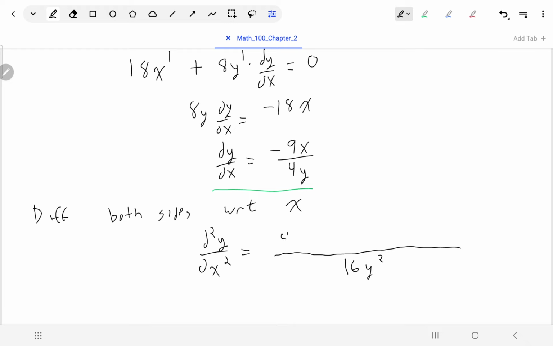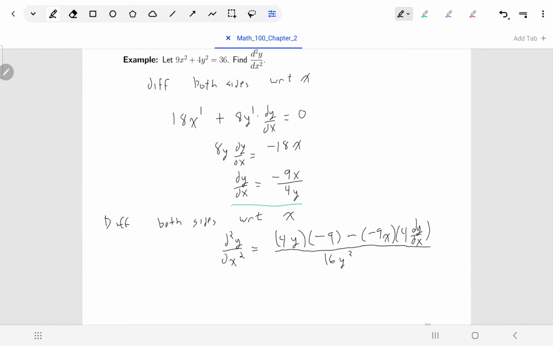Then the bottom comes up, 4y, times the derivative of the top. The derivative of negative 9x is negative 9, minus the top as it is, so minus negative 9x, times the derivative of the bottom. And the derivative of 4y is 4, and the derivative of y is dy dx.